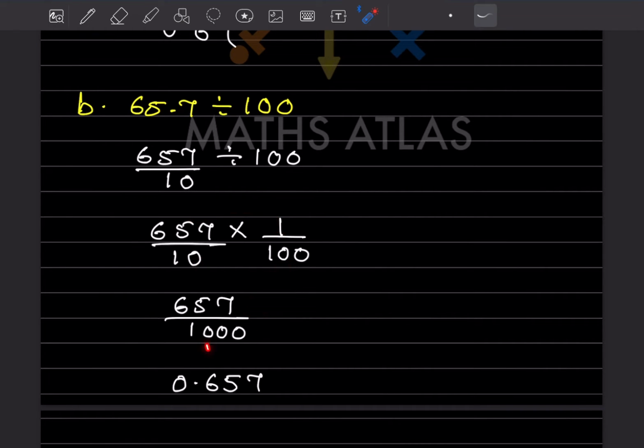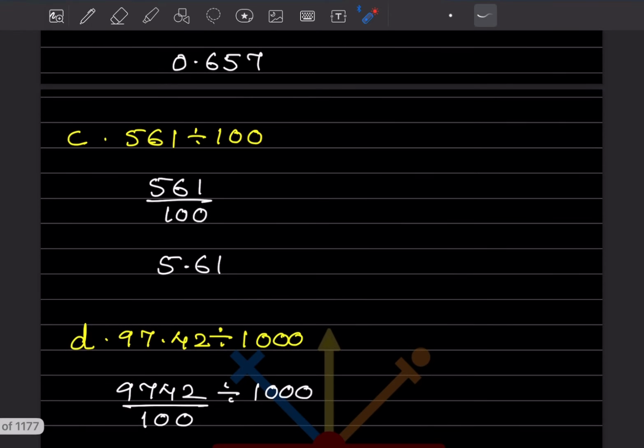This will be divided by 1000. So how many zeros are here? 1, 2, 3. So you will write the same number and go backwards 1, 2, 3 and put a decimal. Here the same thing is written in this form, so it becomes easier for most of them. They get confused when they write it in the horizontal way. This is the vertical way. So now there are two zeros. The same thing is written here, but after two numbers we are going to put a decimal over here.